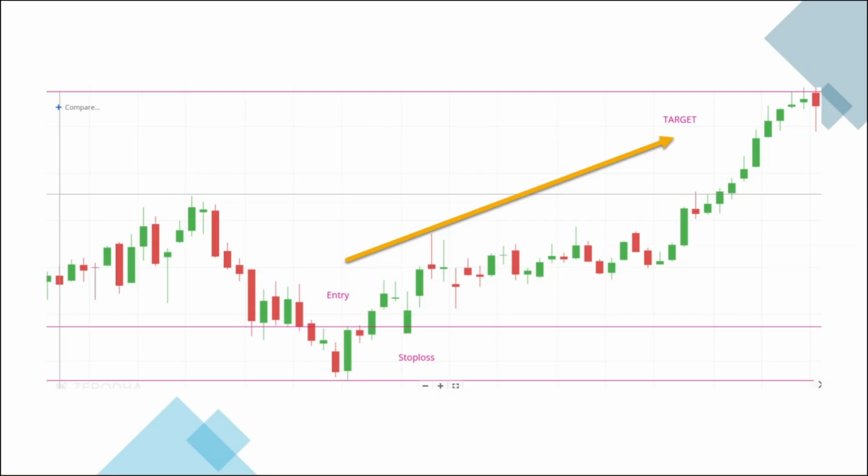So let's look at the example. There was a clear downtrend, and then the bullish engulfing, and this is our stop loss and entry, and this is how we need to ride the market. Okay, so let's move on to our next candle.